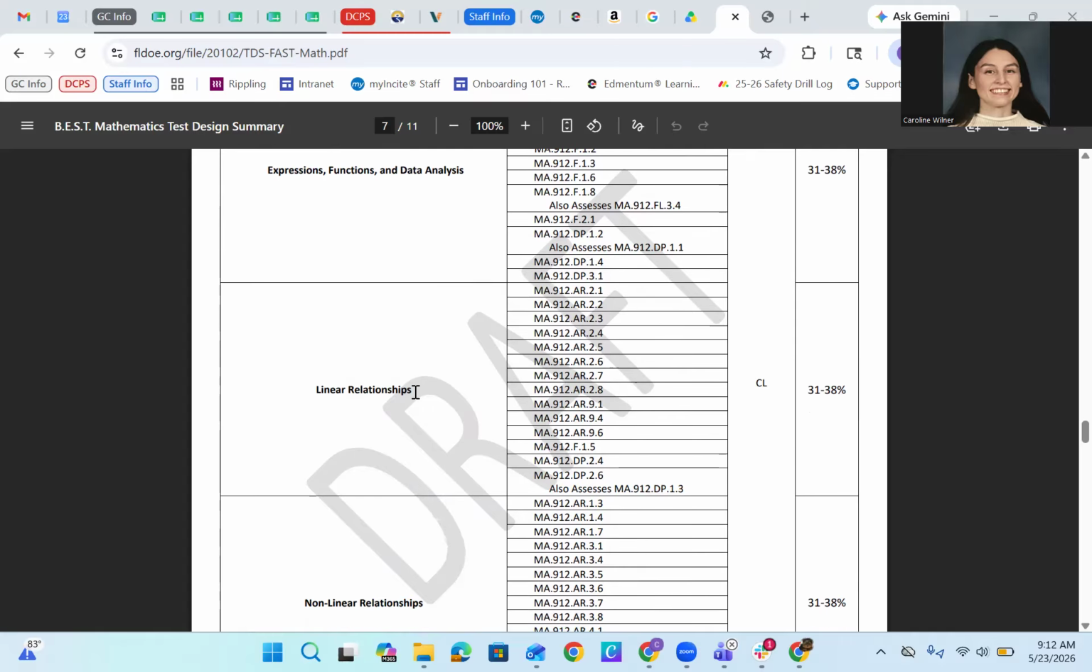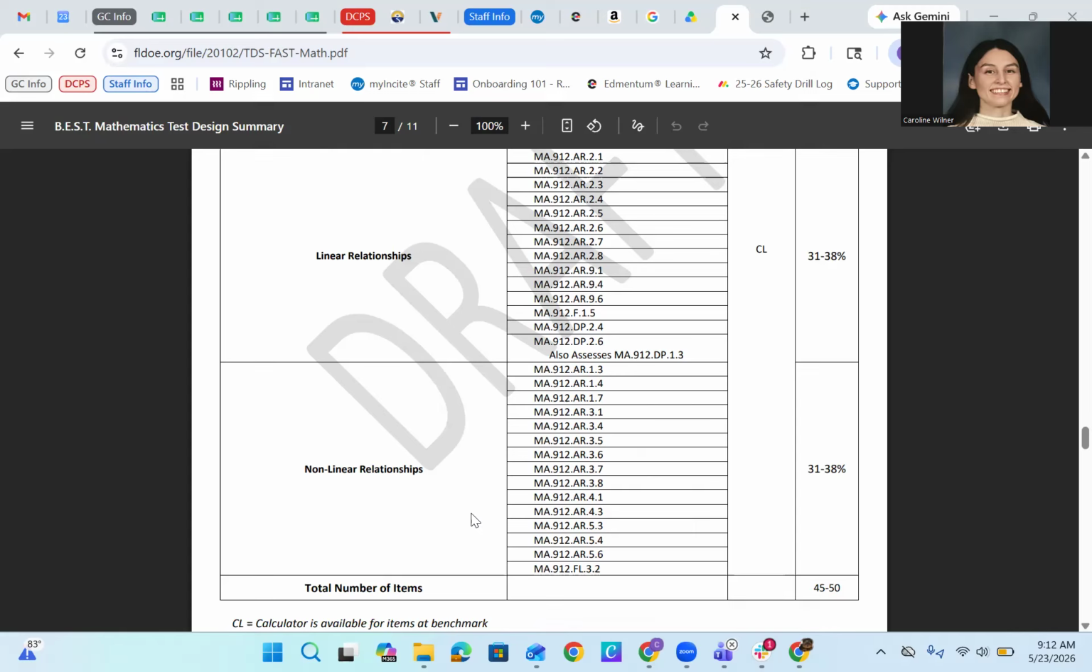That second reporting category is linear relationships, and that is why I'm going to emphasize a lot of the linear stuff. If we were to be on site together working, you would see me really pushing linear. And then lastly, we have non-linear relationships that expands into some other functions as well, which we will discuss as I am going through these videos and going through specific questions.